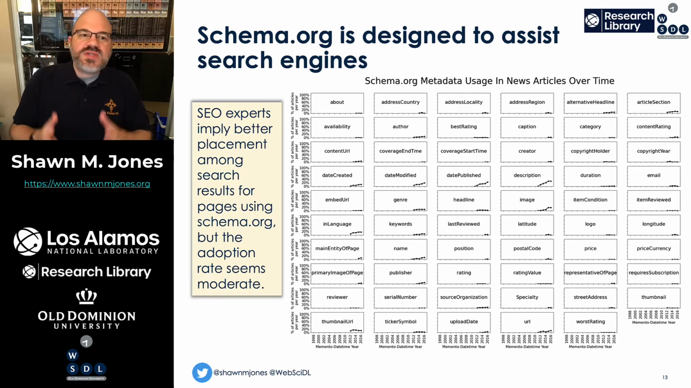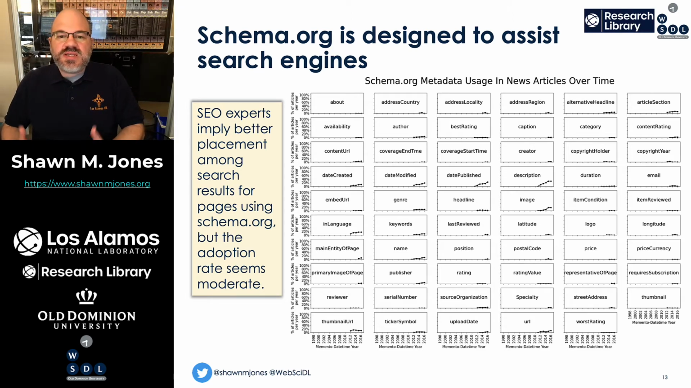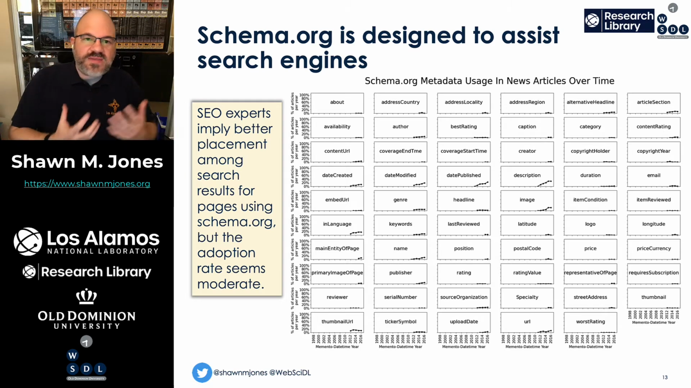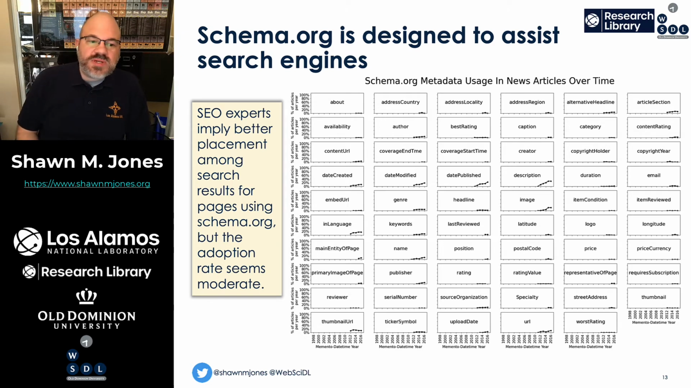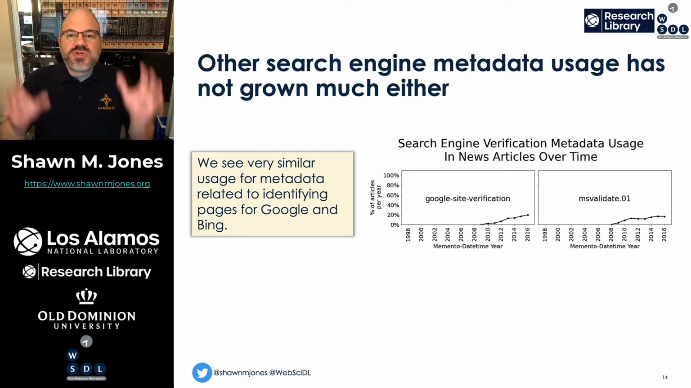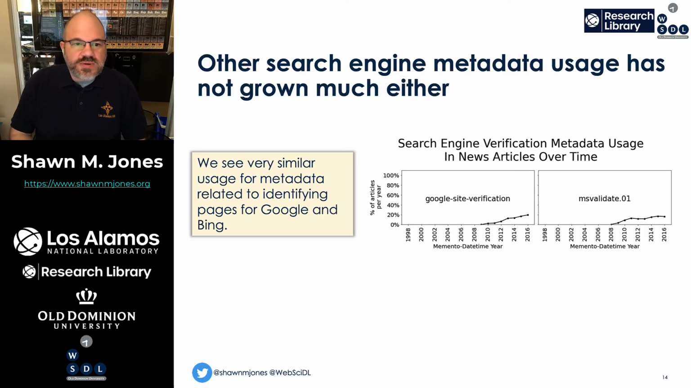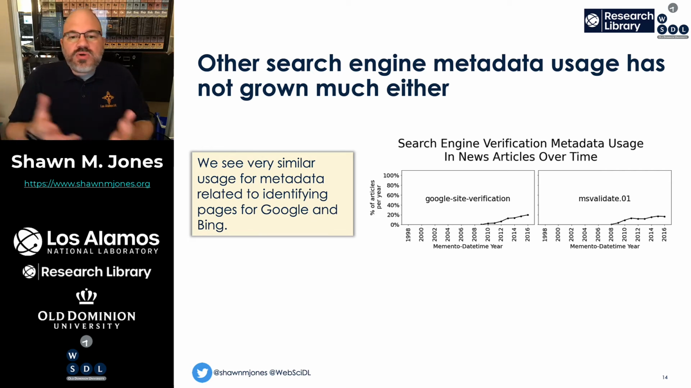And schema.org is designed to assist search engines. So you would think that these particular authors of these news articles would be very interested in helping to find their articles via schema.org. And SEO, search engine optimization experts, implied that placement among search results is improved for pages that use schema.org. But still, these lines don't grow very much. And other search engine metadata usage has not grown much either. We see very similar usage for metadata related to Bing or Google search.